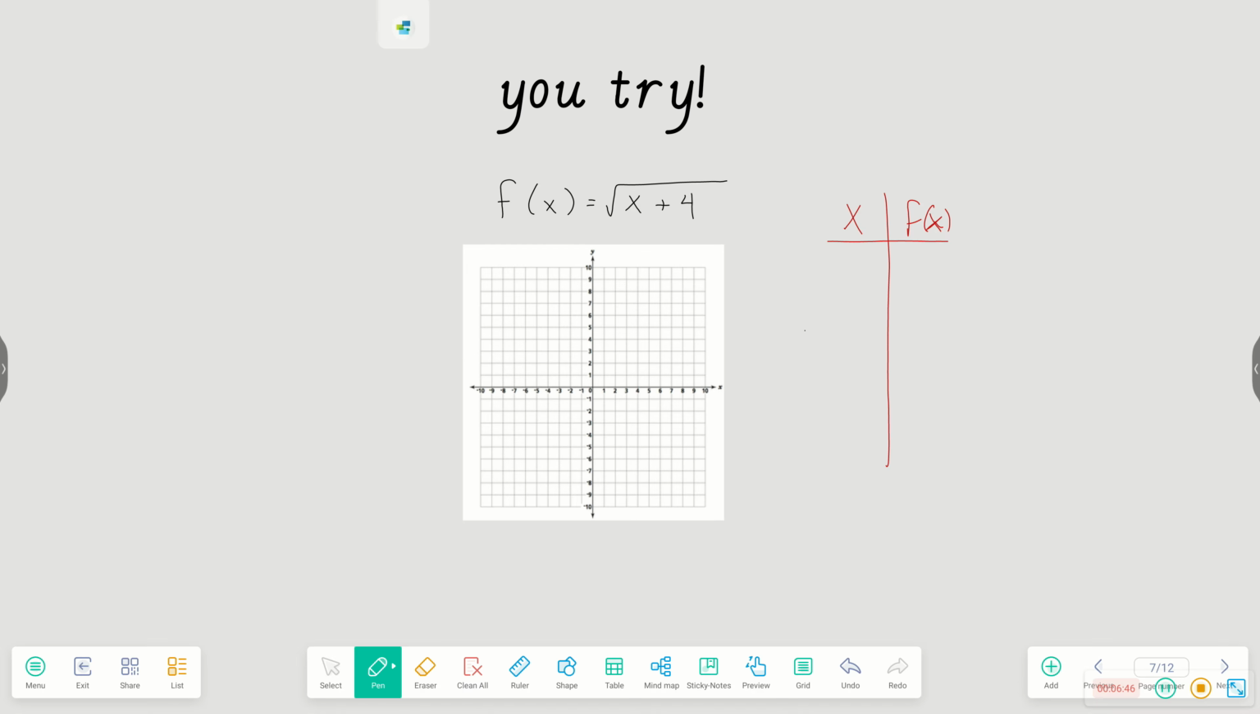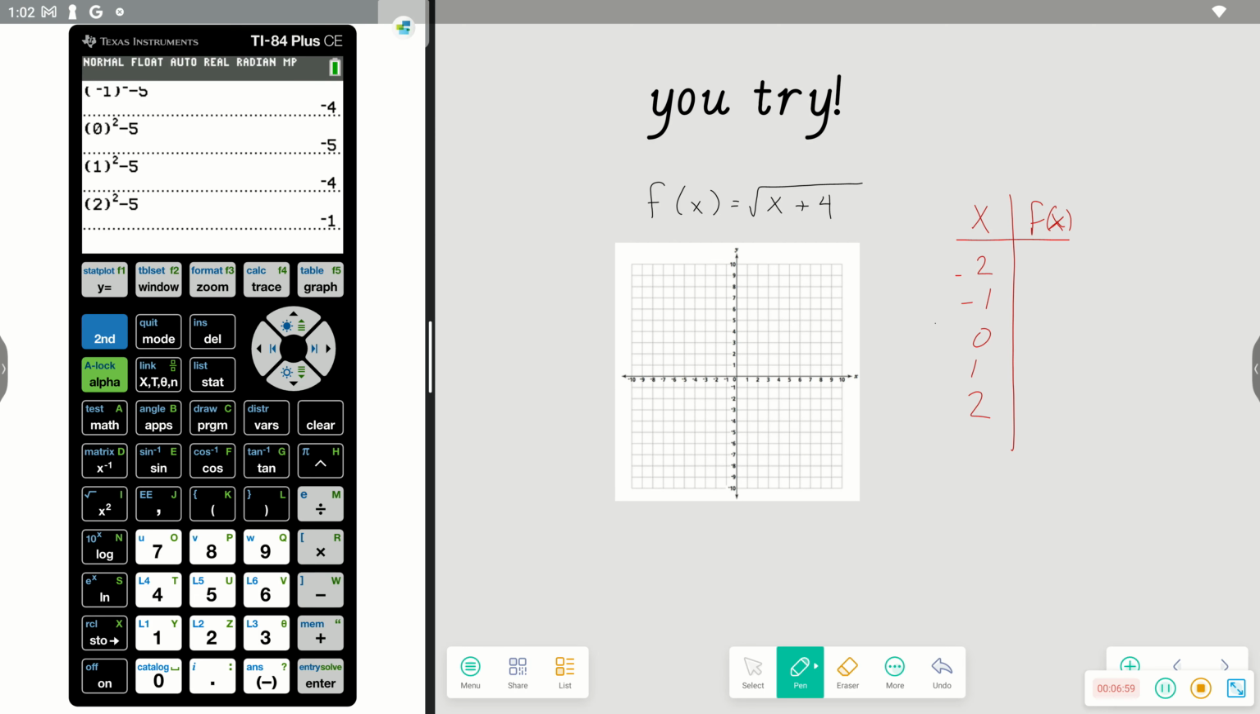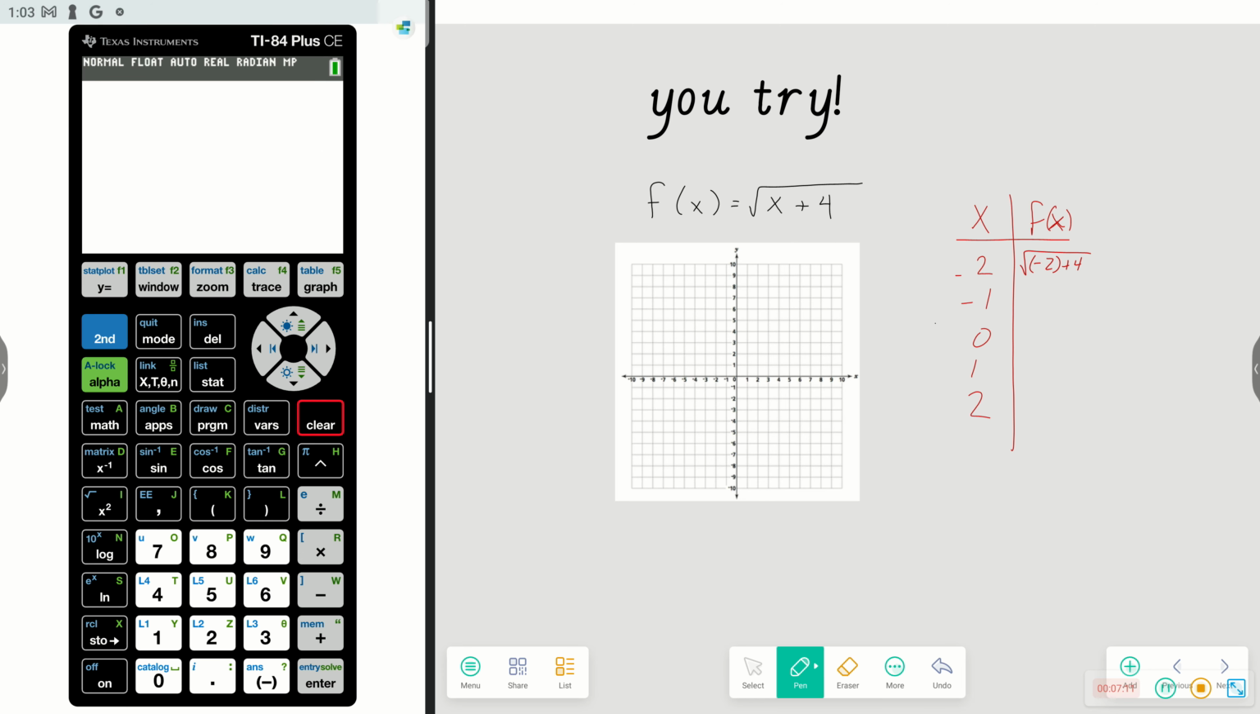Okay, so you probably chose the values -2, -1, sorry, not -1, 0, 1, and 2. So I'm going to go ahead and use those values so we can see what that looks like. So this is the square root of -2 plus 4. So when you type that in your calculator, you have to get that square root, and then you do -2 plus 4. So it's approximately 1.4.